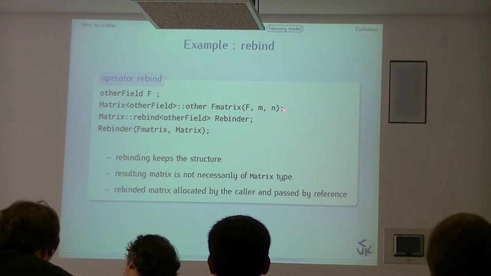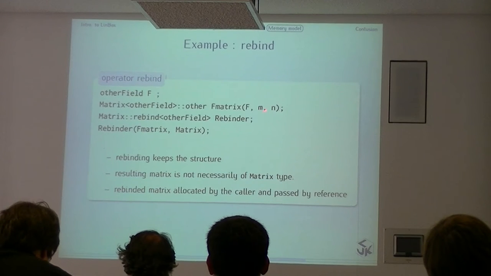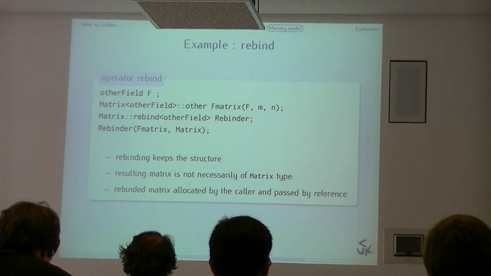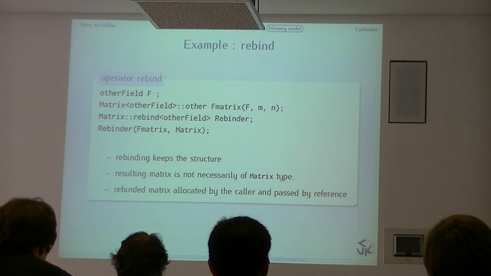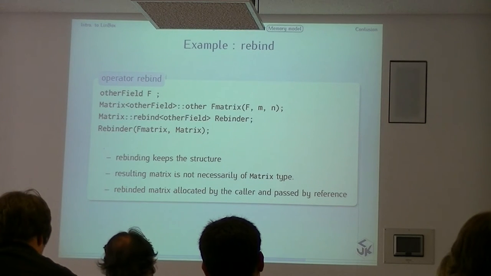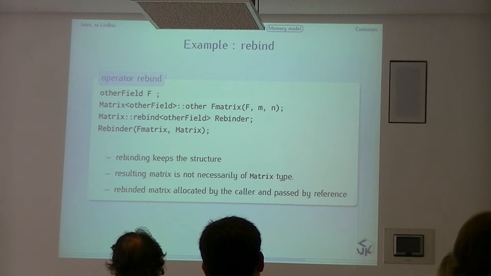We create the matrix before, validate it and we pass it by reference. That's fine. That works well with our memory model. And it's a typical example of how we can do things respecting our memory model.